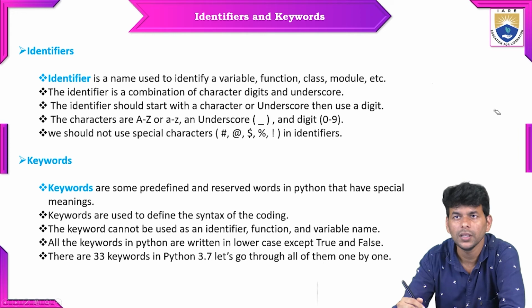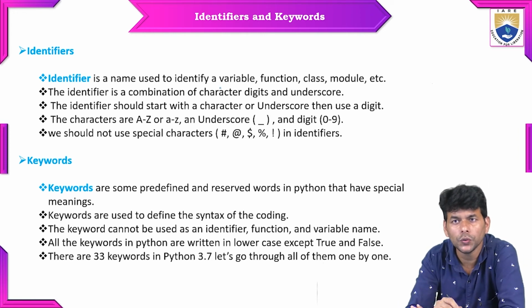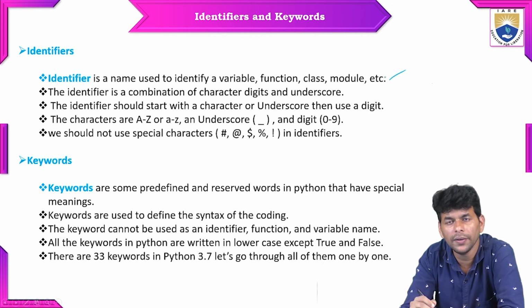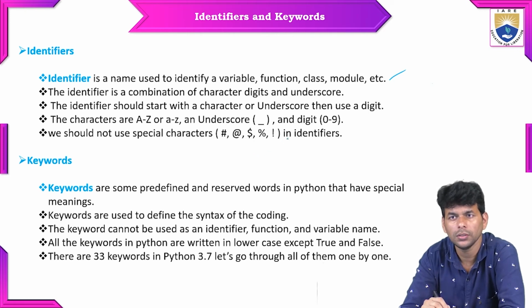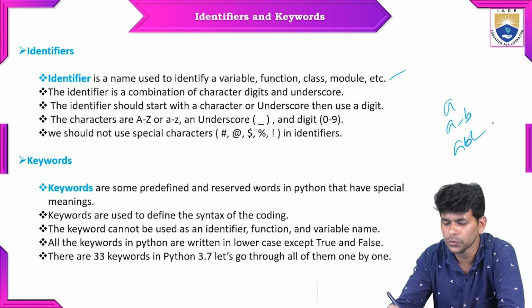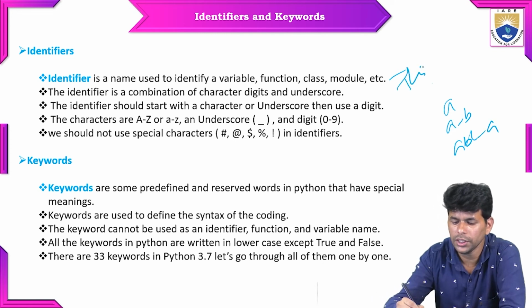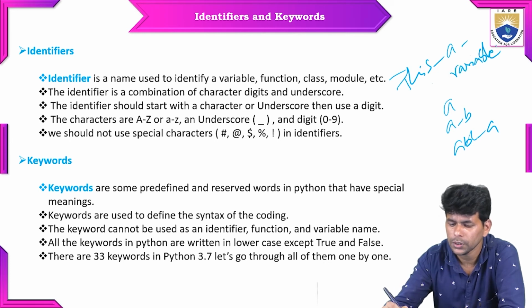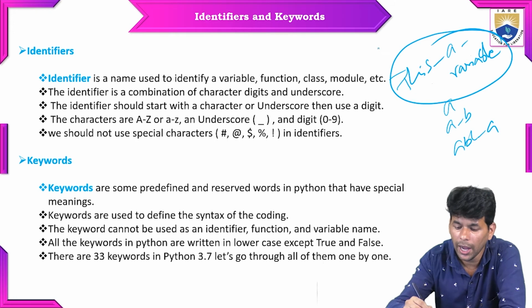Let us see here. Identifiers. An identifier is a name used to identify a variable, function, class, or module. So in the program, we can use an identifier for a variable name, a function name, a class name, or a module name, whatever it may be. The identifier is a combination of characters, digits and underscore. How can a variable be? A variable can be like A_B, ABC_A, or this is a hyphen A hyphen underscore variable. This total is an identifier.